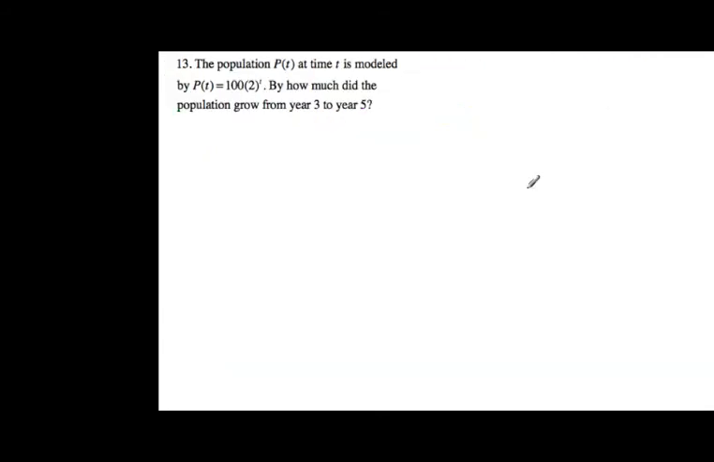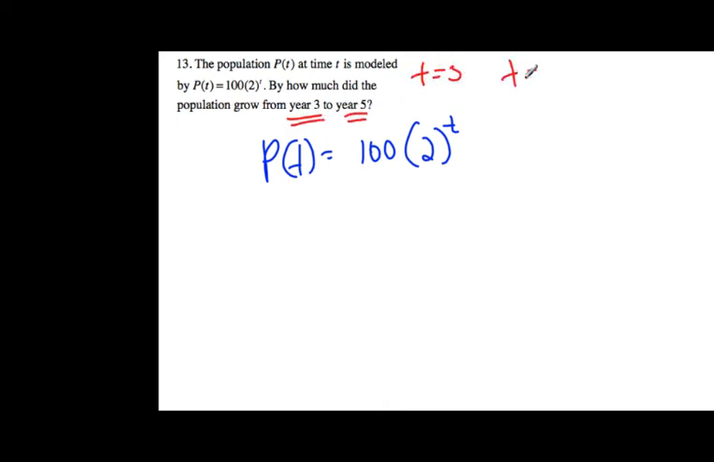I have an equation here for the population at time t. That's p of t equals 100 times 2 to the t. That means when I plug in a different number for t, I'm going to get a different number for the population. So year 3 is going to be when t equals 3. And year 5 is going to be when t equals 5. So let's see p of 3, which means the population at year 3. That's going to be 100 times 2 to the 3. 2 to the 3 is 8, and then times 100 is 800.